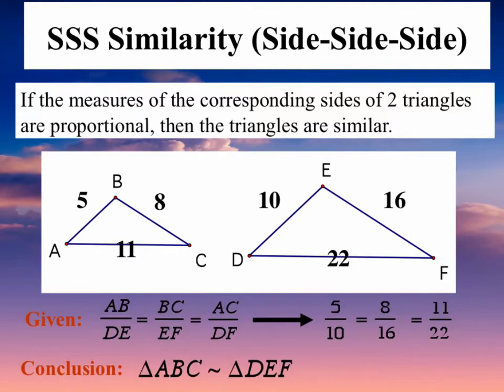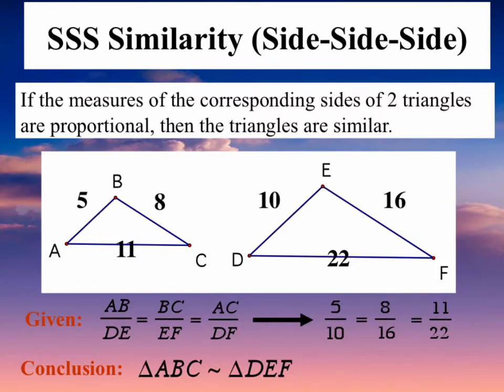Here's our next similarity statement, side-side-side similarity. If the measures of the corresponding sides of two triangles are proportional, then the triangles are similar. And that follows with the definition of similar triangles. And let's see what was given to us. We have AB, this side here, over DE. So that's going to be 5 over 10. And if I reduce that, I get 1/2.